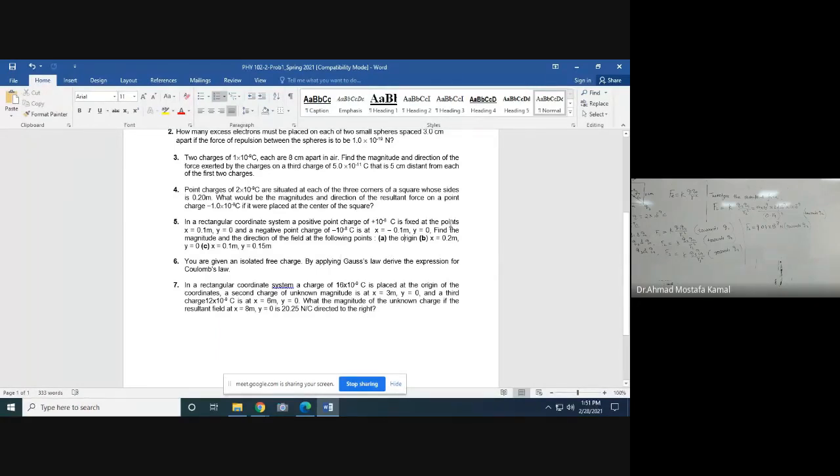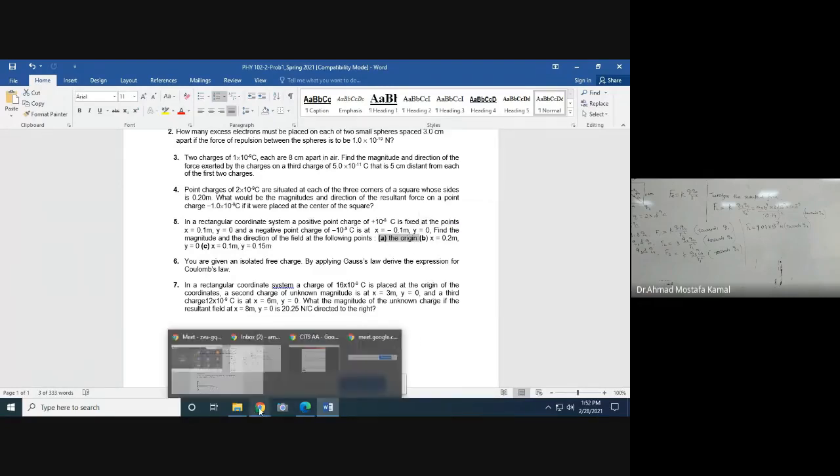Let us say that a charge is fixed at the point x equal to 0.1 meter, y equal to 0, and negative point charge minus this one is placed. Okay, find the magnitude and direction of the field. তোমরা দেখতেই পাচ্ছ এটা প্রবলেমটা। আমি একটা ফিগার ড্র করি, that will help you to understand. এবং কোন পয়েন্টে করতে হবে? অরিজিন। There are 4 points, no 3 points. আমি অরিজিনে করে দেখাচ্ছি, যে একটা করলে তুমি বুঝতে পারবে যে অন্যগুলো কিভাবে করতে হবে। Let me show you.